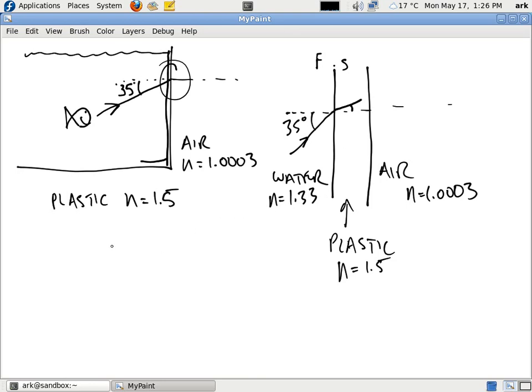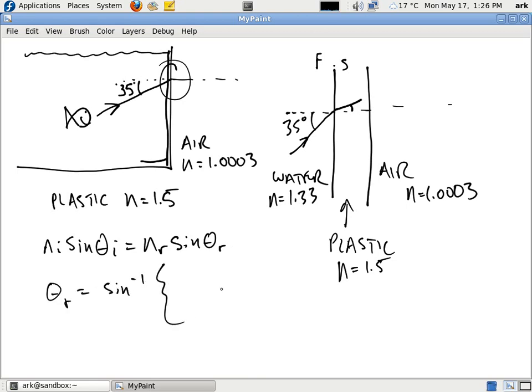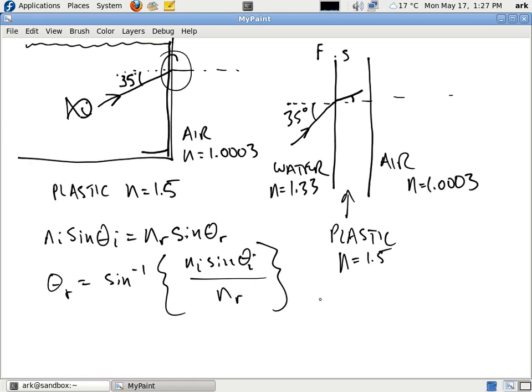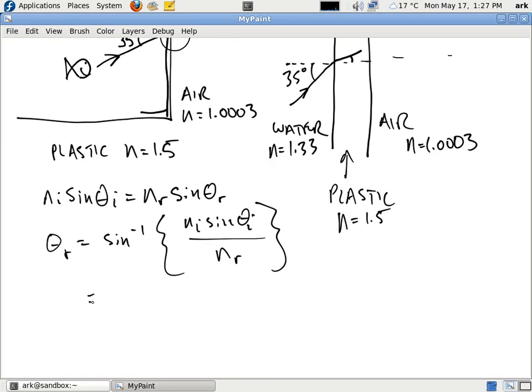Well, in order to figure that out, we can use Snell's law. So we'll go Ni sine theta I equals Nr sine theta R. And we're looking for theta R. Therefore, theta R is going to equal the inverse sine of Ni sine theta I all over Nr. In this case, Ni is 1.33, that's water, sine 35 divided by Nr, and the refracted one is now plastic, so that's 1.5.